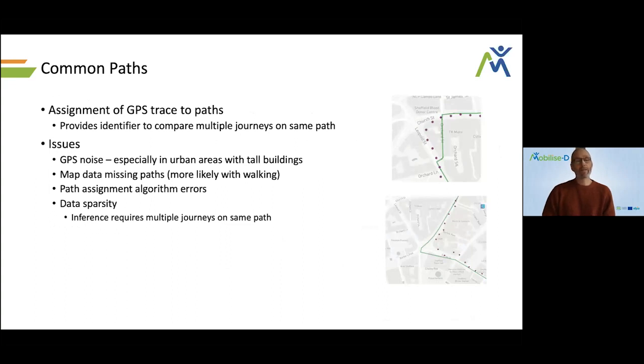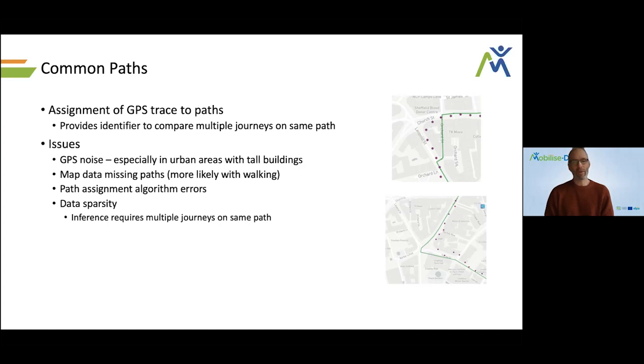So the common paths contextual factor is basically to assign the GPS traces onto actual paths on the map, so pathways or streets, and then we can determine whether the person is traveling on the same paths multiple times. Again, the issue is the GPS noise, but also the fact that potentially the paths may not be in our mapping data. This is particularly for walking paths, which are not always mapped.